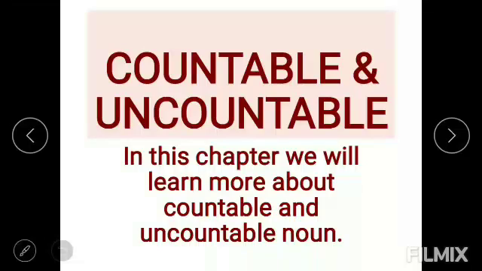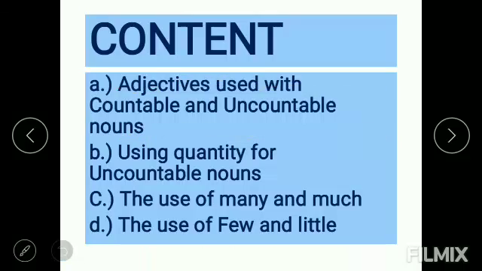So guys, earlier we read about countable and uncountable nouns, but today we will read and learn more about them. So today we are going to learn adjectives used with countable and uncountable nouns, using quantity for uncountable nouns, the use of many and much, and the use of few and little. So without wasting time, let's start the video.